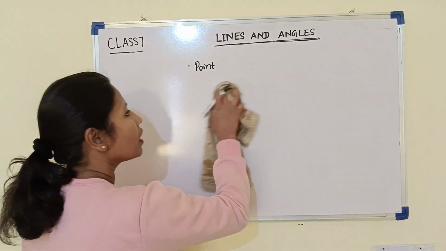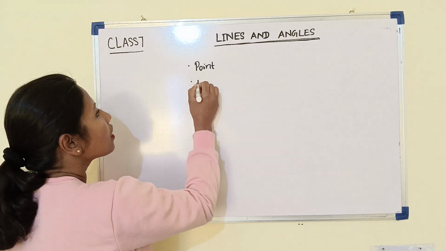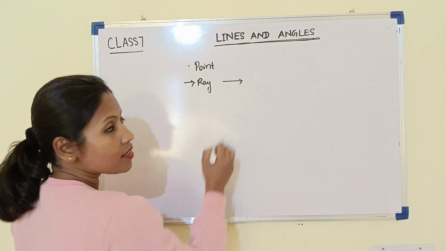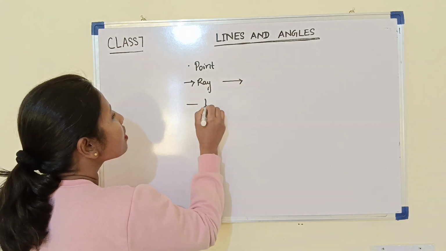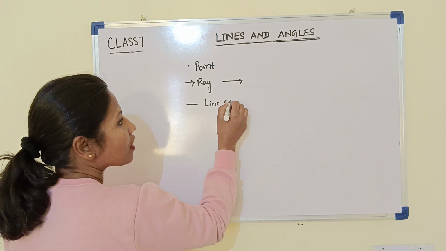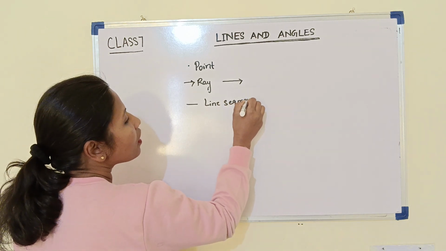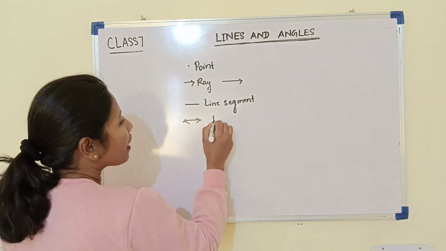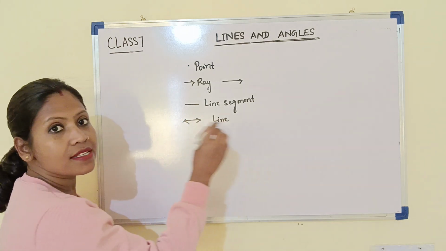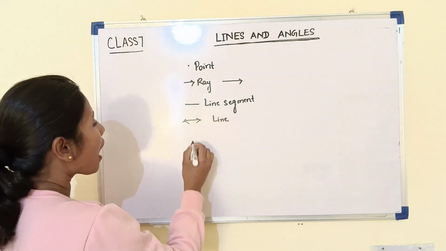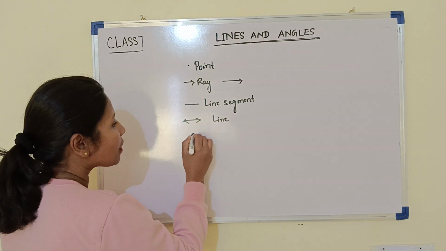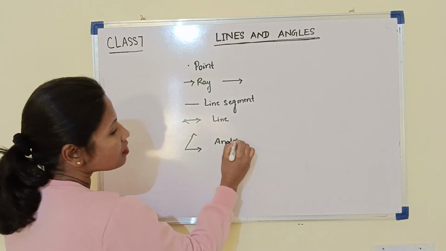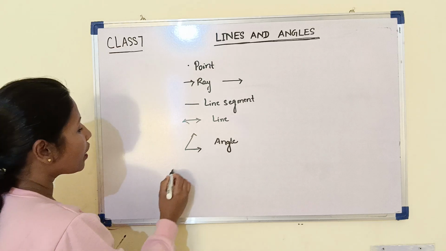सो हमने आपको पॉइंट पढ़ाया है, देन रे that is extended to one side, then line segment that is of fixed length, जिसकी दोनों तरफ लेंथ क्या होती है, फिक्स्ड होती है, then लाइन जो दोनों तरफ बिल्कुल एक्सटेंडेड होता है, then एंगल जो टू रेज से बनता है, दो रेज को यदि मिला दें then it constructs angle.